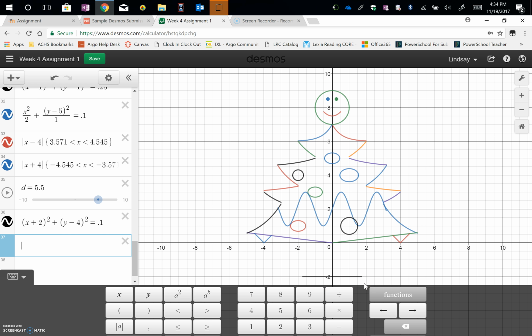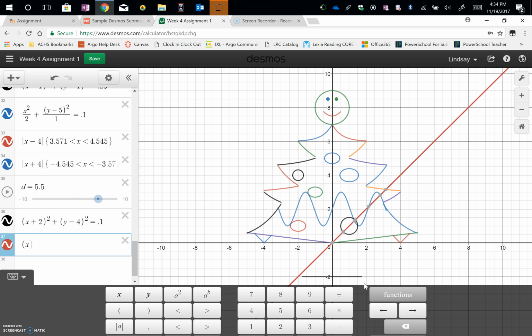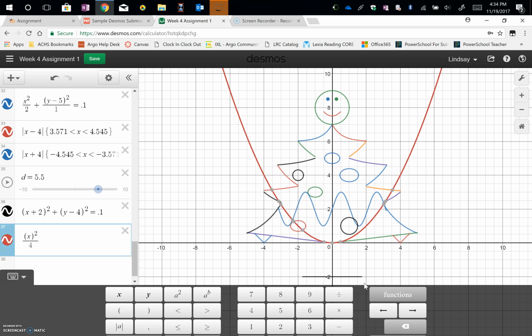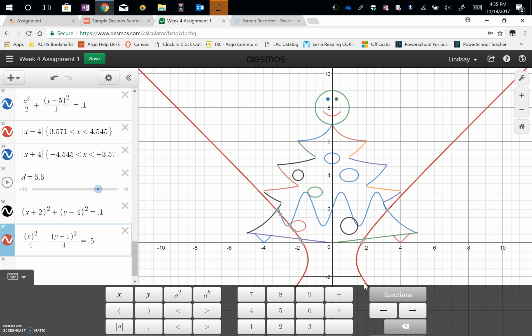So I'm going to form a hyperbola with a center of (0, -1), and again, a pretty small radius. So my hyperbola is going to look like this: x squared, and I just push the little right arrow to get out of the exponent, over 4 minus, since it's a hyperbola, (x + 1) squared over 4, and again my radius is going to be pretty small. So this is what my hyperbola looks like.